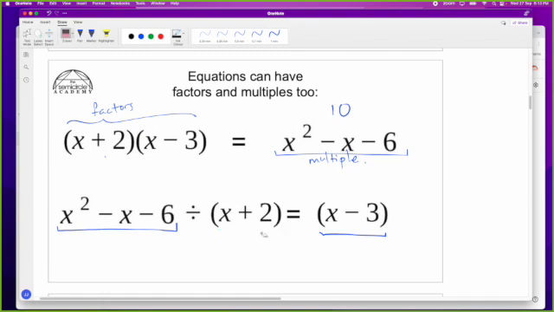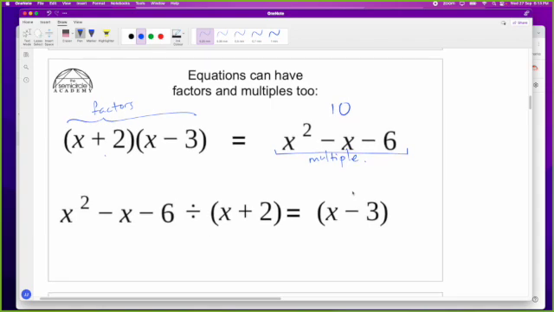And so if I was to take the multiple and divide it by one of the factors, I'm supposed to get the other factor. And so we're actually going to see how to do this. And how to do this is long division. We actually have to long division this thing.